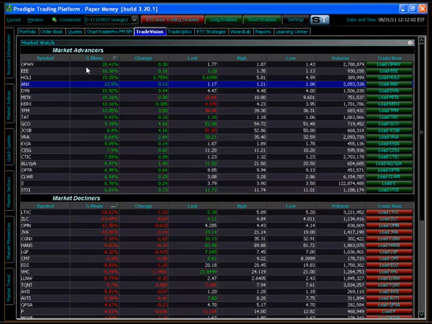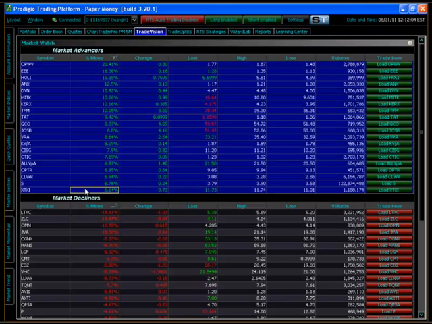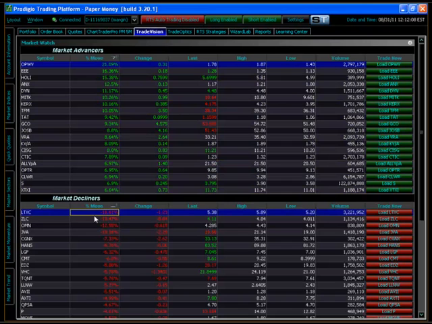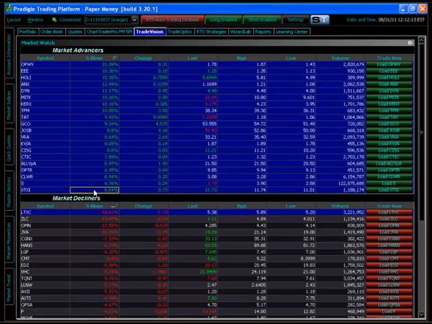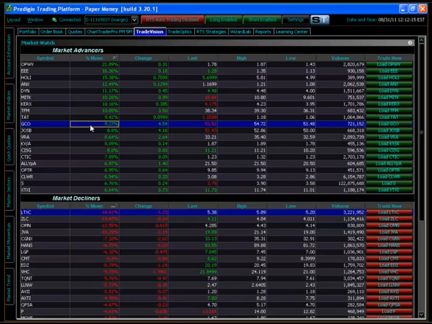So, for example, on my market watch, I'm really looking at two different symbol lists here. I'm looking at my market advancers and my market decliners. Each one of these lists is composed of 20 different symbols, and those lists are changing as the dynamics of the market change. So this is the idea behind a scan. TradeVision is your scanning tool.